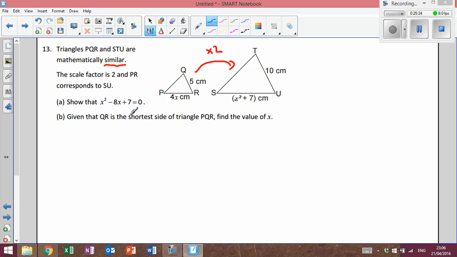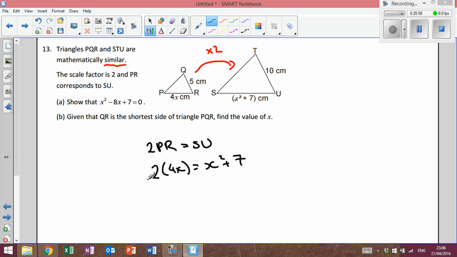Okay, show that x squared minus ax plus 7 is equal to 0. Okay, so the scale factor is 2, so 5 times 2 is 10, that's good. But also that means that 4x times 2 is equal to 8x plus 7. Okay, so 2 times the PR, and that's just a setup. You actually don't need to do it, it's like 2 times this is equal to SU along the bottom. So 2 times 4x is equal to x squared plus 7.